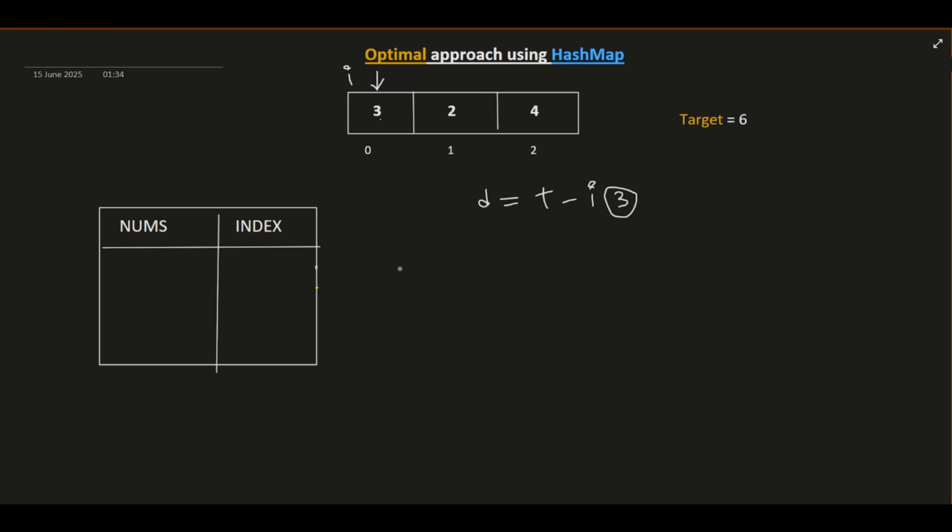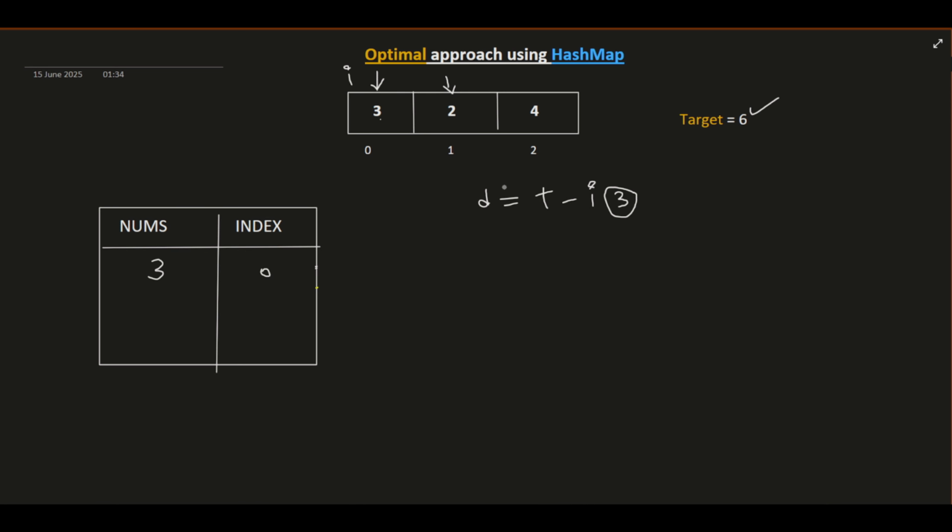Does 3 exist in our map or not? 3 does not exist, so the current number will be added to our map. 3 will be added. If 3 existed in our map, then that would be our answer, because 3 plus 3 is equal to 6 only, right? So I will be moved to here.